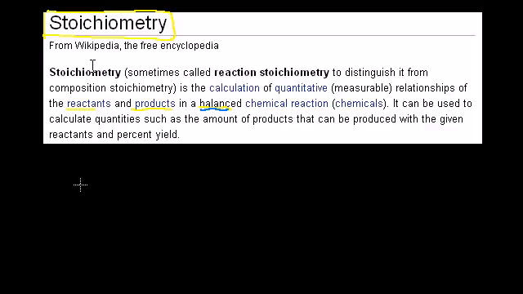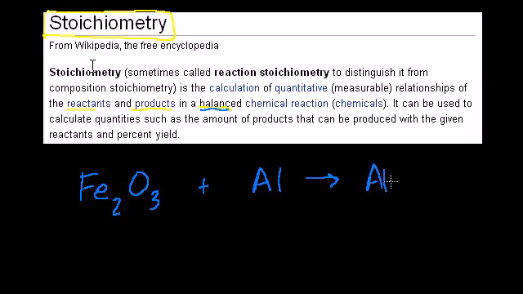Just so we get practice balancing equations, I'm always going to start with an unbalanced equation. So let's say we have iron 3 oxide, Fe2O3. You have 2 iron atoms with 3 oxygen atoms, plus aluminum, Al, and it yields Al2O3 plus iron, Fe. Remember, when we're doing stoichiometry, first of all, we want to work with balanced equations.